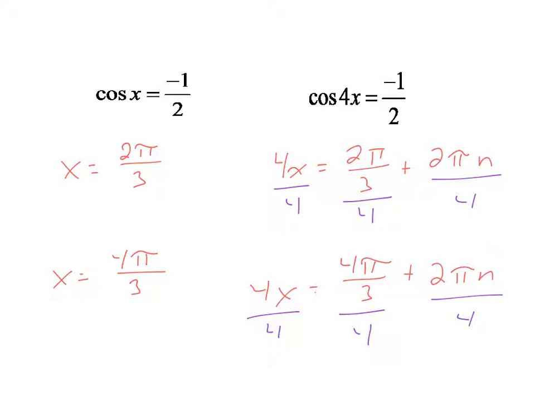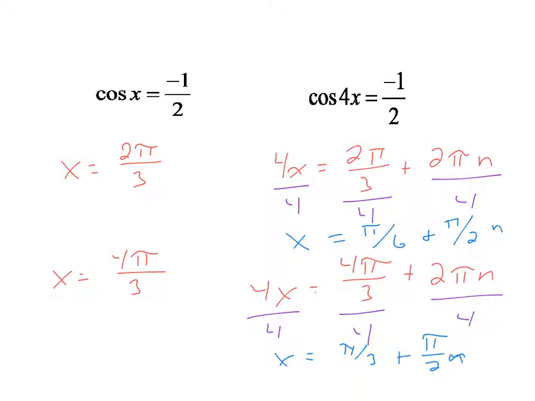Okay, so x now is equal to 2 pi over 3 divided by 4, which is 2 pi over 12, which is pi over 6. 2 pi n divided by 4 is pi over 2 n. Down here I have x is equal to 4 pi over 3 divided by 4, which is pi over 3, plus pi over 2 n.